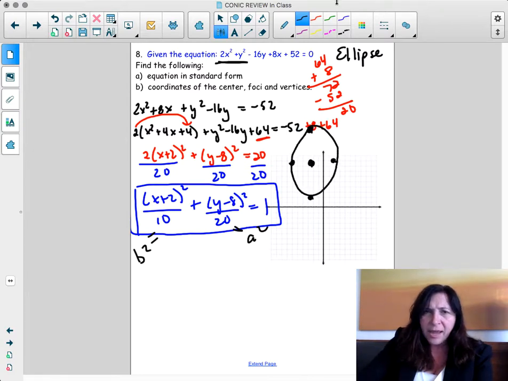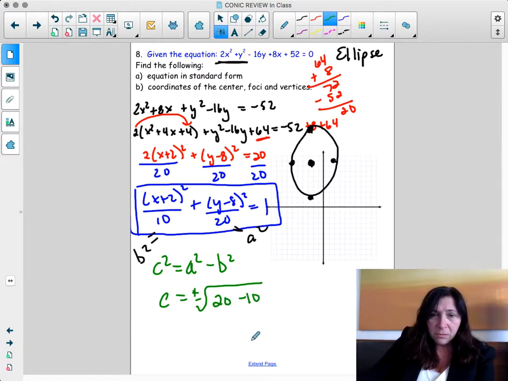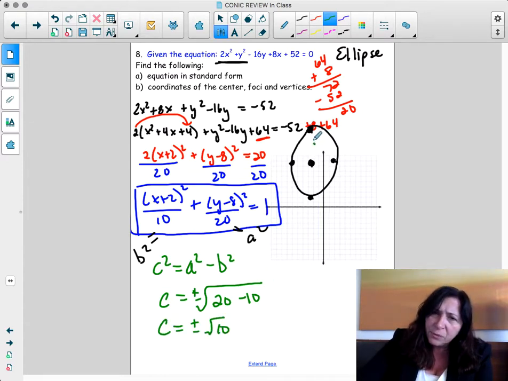Okay. I am going to have focal points. My foci are going to be at c squared equals a squared minus b squared. So c equals plus or minus the square root of 20 minus 10, which is 10, square root of 10. So c equals plus or minus the square root of 10. So that means up root 10, down root 10, and those are my focal points.